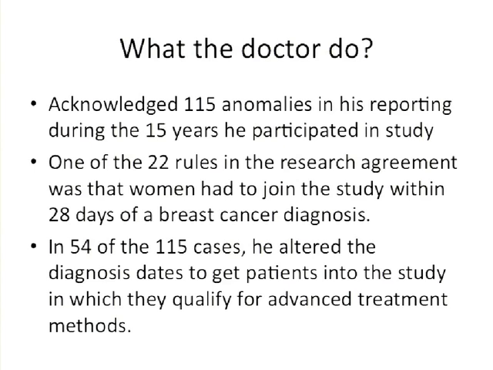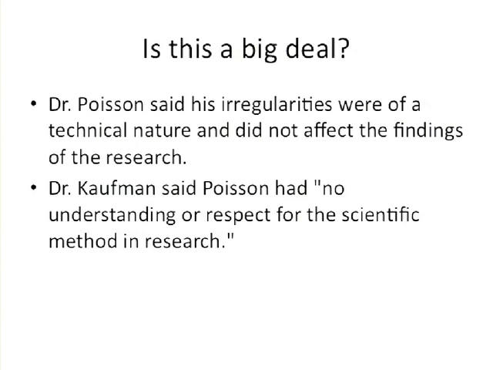So is this really a big deal? There were 22 different rules. That's one of them. He only did it for 54 women, and he just fudged the date a little bit. I mean, they could have found out a little bit earlier or later. What's the big deal? He said that his irregularities were of a technical nature and did not affect the findings of the research. The head of the Cancer Institute says that the doctor has no understanding or respect for the scientific method.